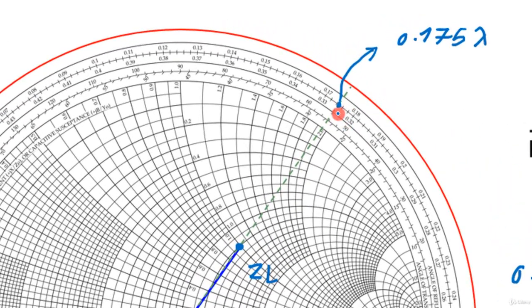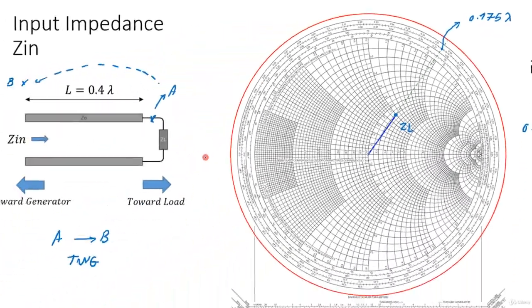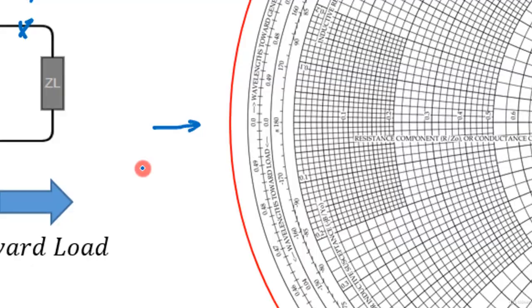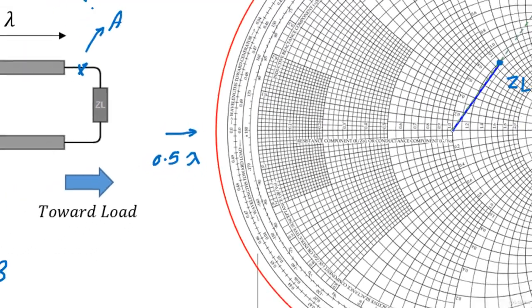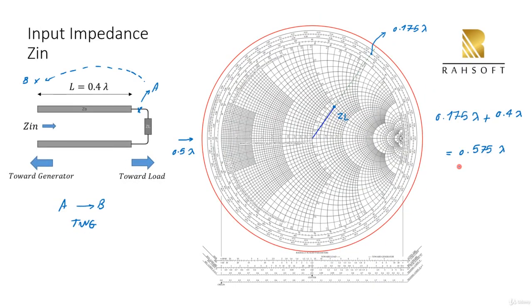As you see, this is increasing, 0.19, and it goes until it reaches this point. So at this point, I'm going to have 0.5 lambda. So we have not reached this point yet. We have to go a little bit more, we have to turn a little bit more.